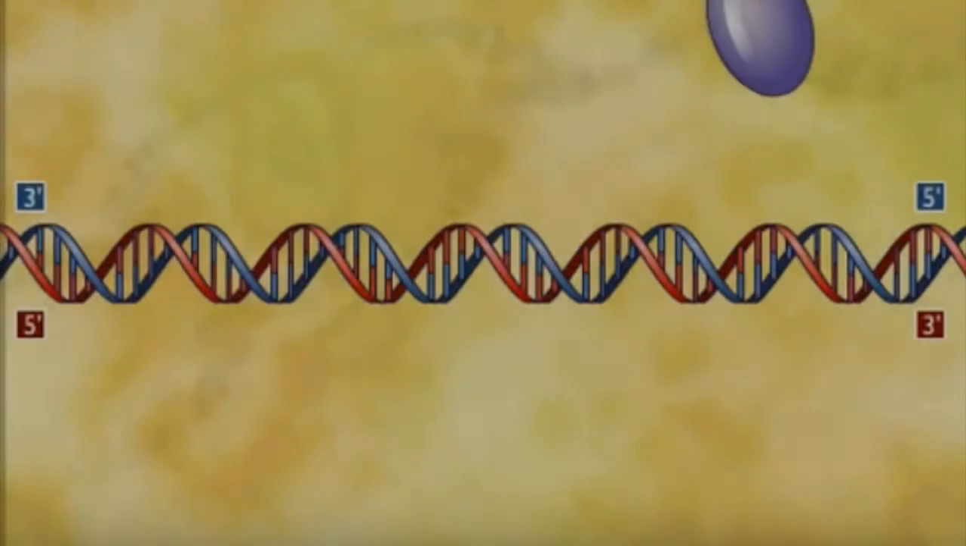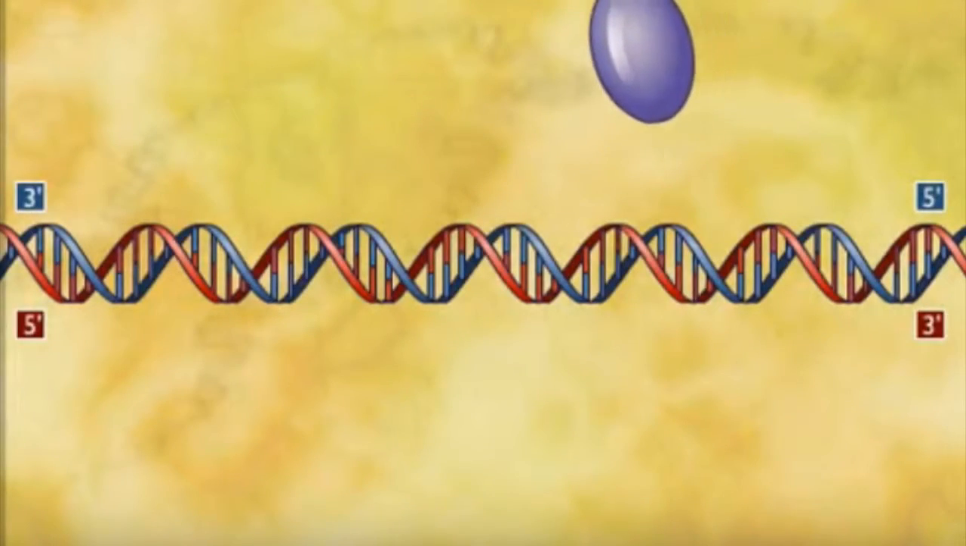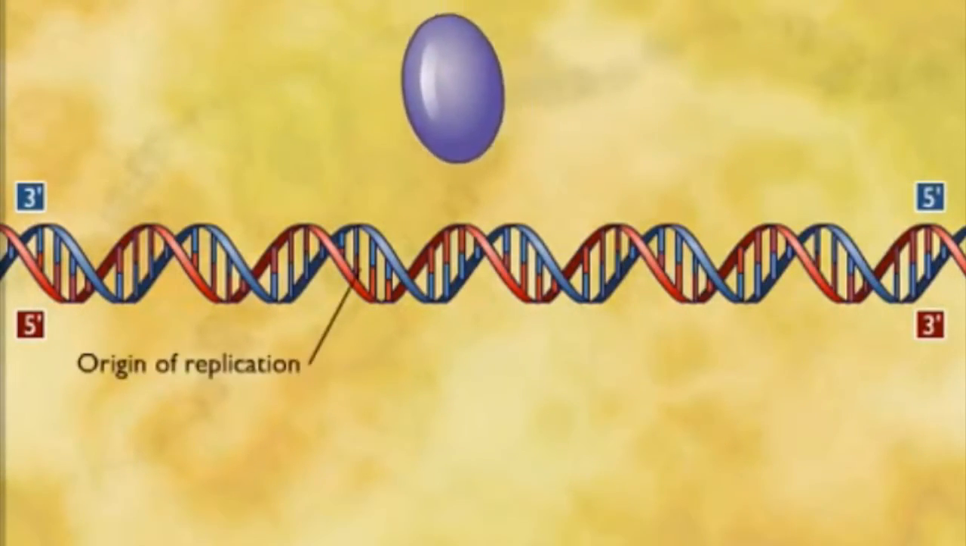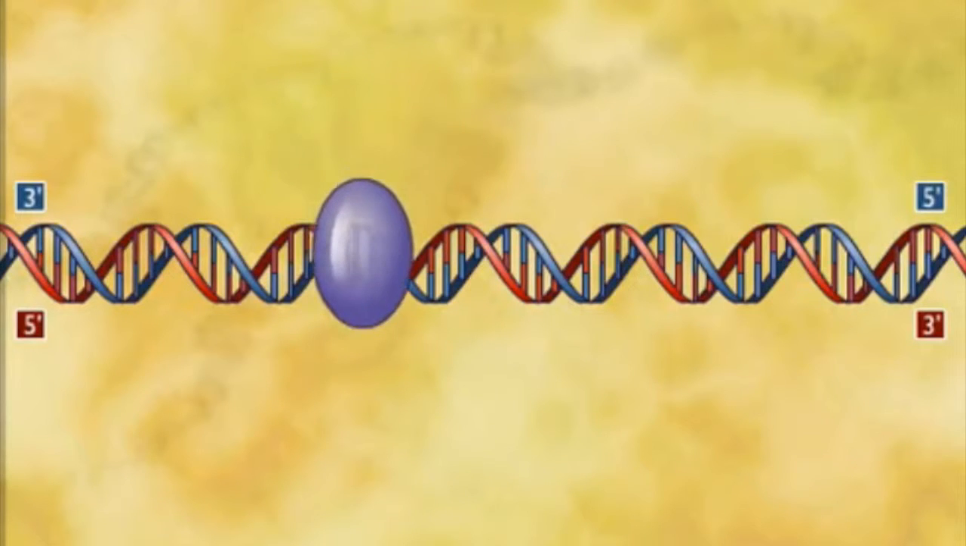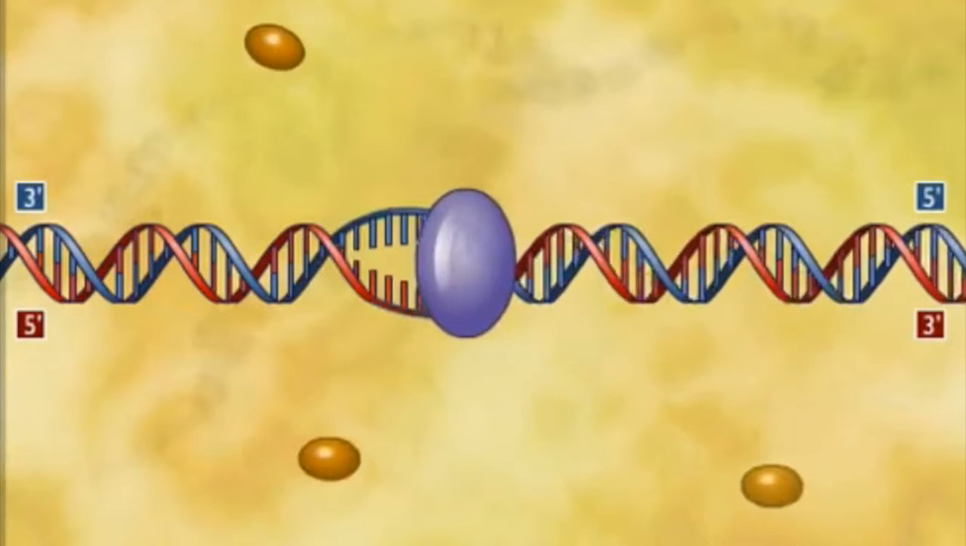DNA replication begins at the origins of replication. Proteins start the process by identifying the order of nucleotides and then attaching themselves to it. Then they separate the two strands, creating a replication bubble.